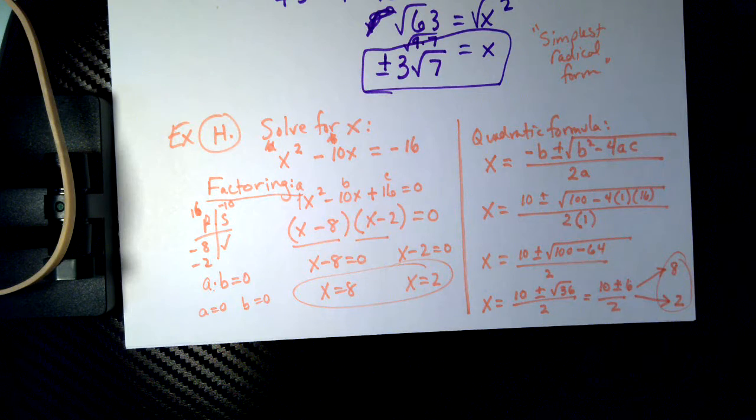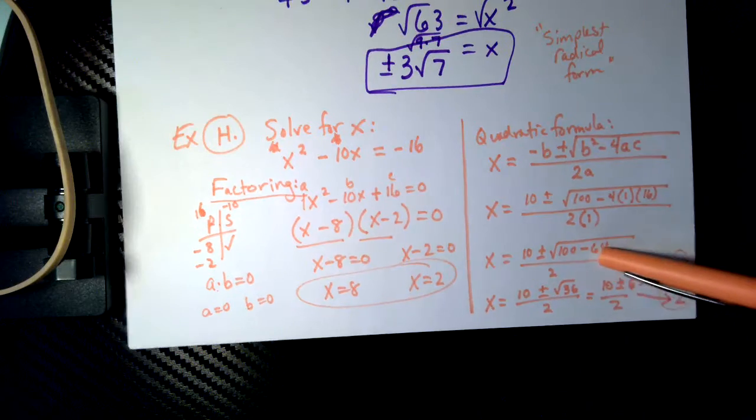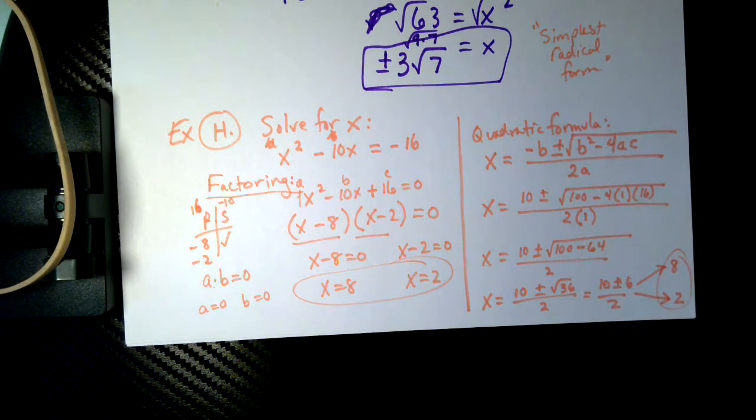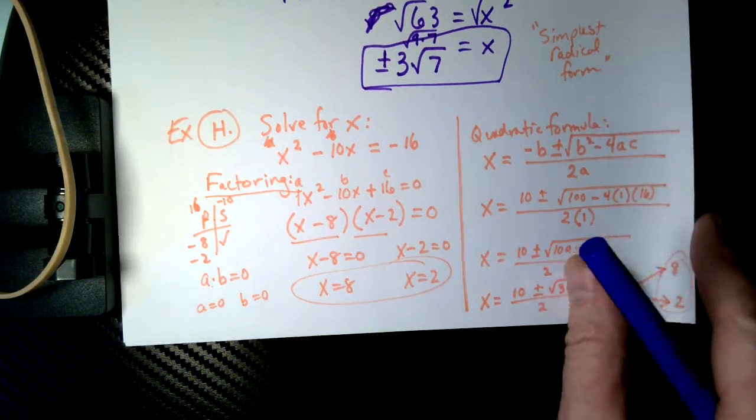There is almost always a whole lot more chance of getting this wrong. All right, when you have that many steps, that many signs to take care of, you're much better to try factoring first. See if it factors first before you try to do the quadratic formula. Let's move along before I run out of time here. All right, example I.